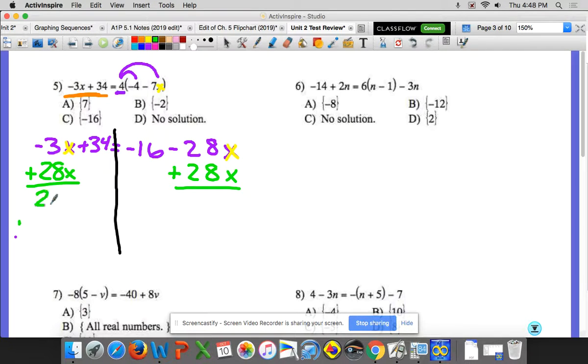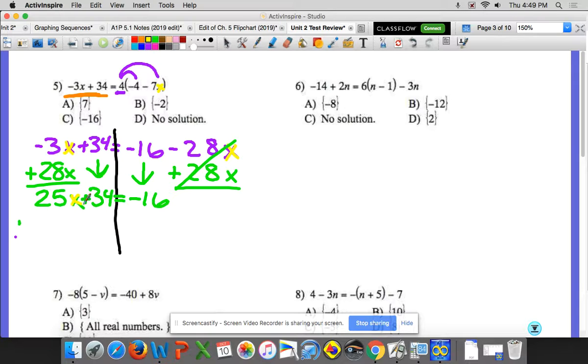So we get 25x. The 34 is also going to come down because we didn't do anything to it. The -16 comes down because we didn't do anything to it. But then the -28x and the positive 28x, that's what we were trying to do, is eliminate it, and that's what we've done. We've canceled them out. So now we have the variable x on one side of our equation. So we have 25x plus 34 equals -16.